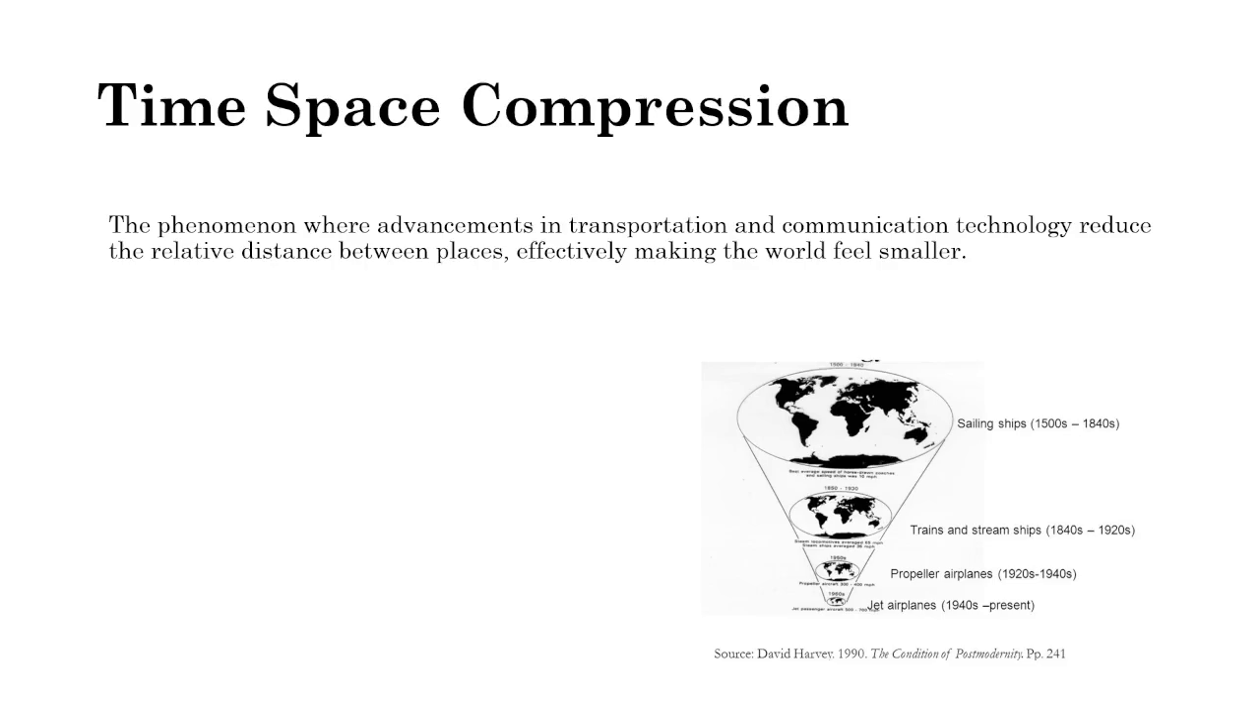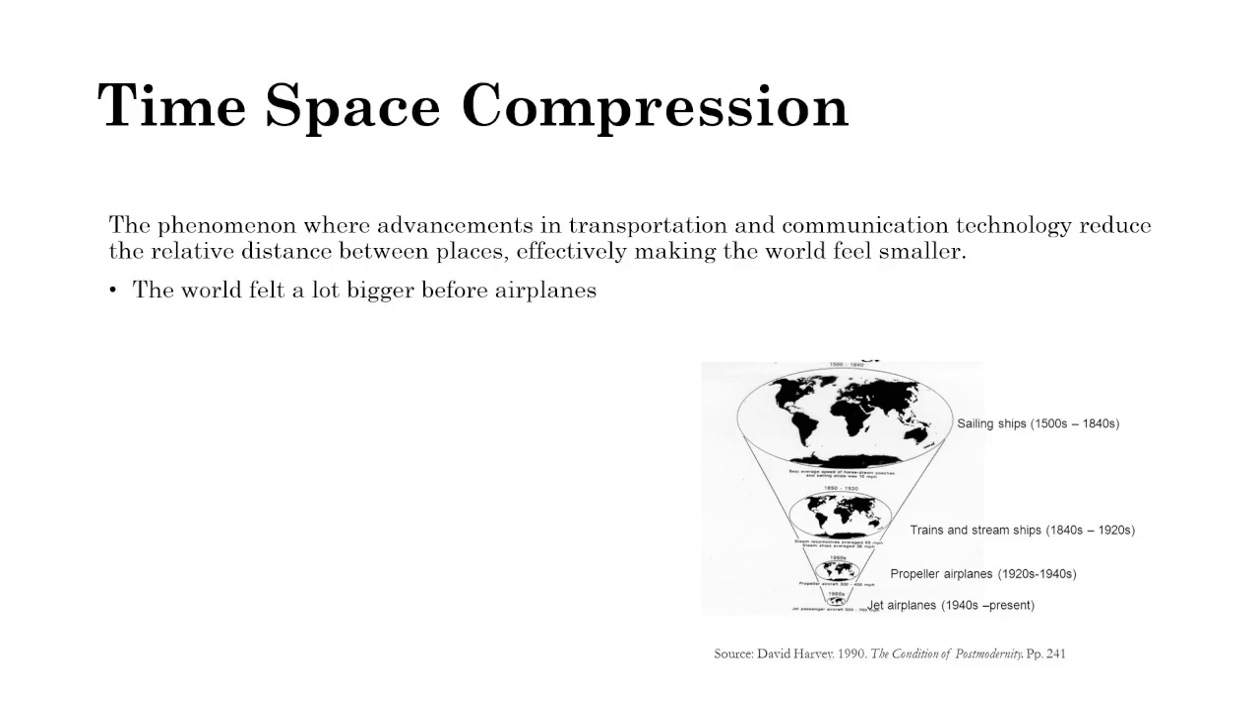There you go. On the AP exam, they ask you, what is reduced with time-space compression? Relative distance. And that makes the world feel smaller. It doesn't shrink the absolute distance. It's still thousands of miles from Georgia to Italy. It's the same distance it was hundreds of years ago, but it feels smaller because I can talk to people in Italy with my phone. I can get to Italy in under a day if I wanted to.